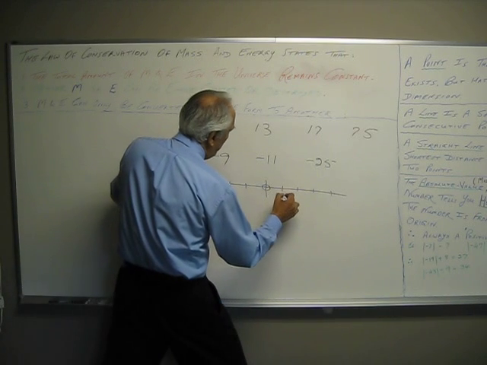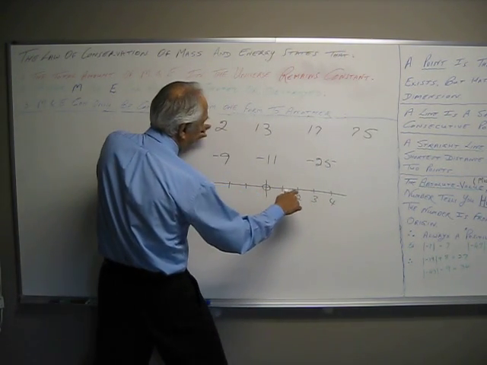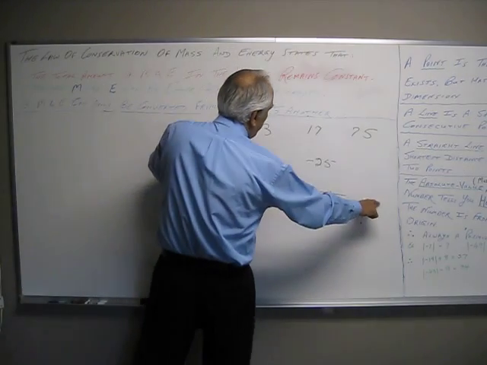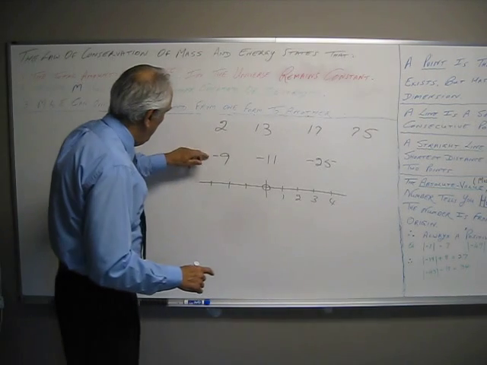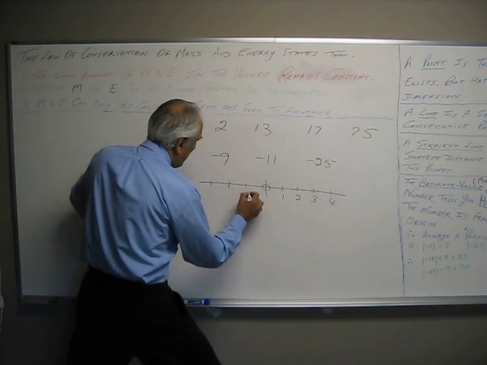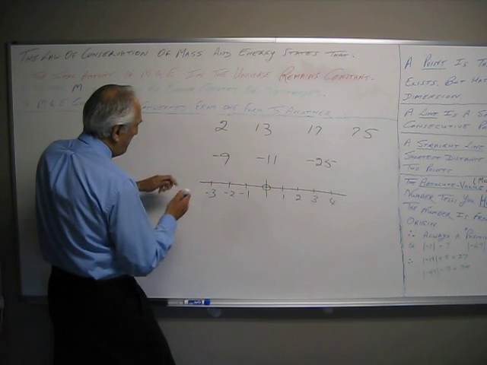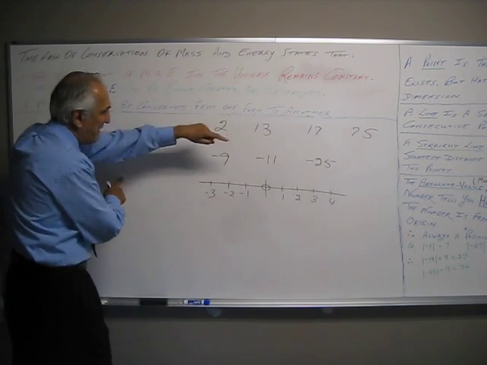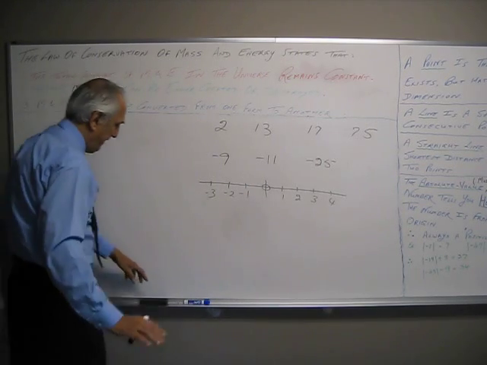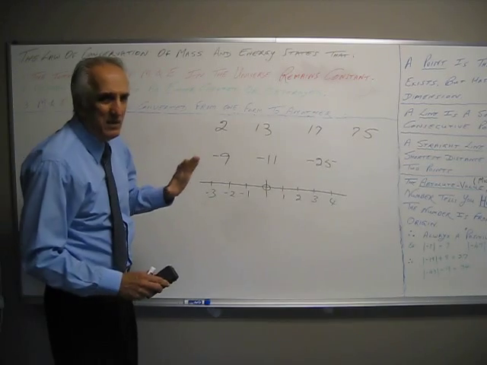And this number 2, this is point 1, point 2, point 3 and point 4. The number 2 lies right over here. 13 will lie somewhere here, 17 somewhere there, and 75 way out there. These numbers are negative numbers, minus 1, minus 2, minus 3, etc. So minus 9 will lie somewhere here, minus 11 somewhere beyond that, and now minus 25 beyond that. So I'm making a presumption that you are quite familiar with basic numbers, okay?